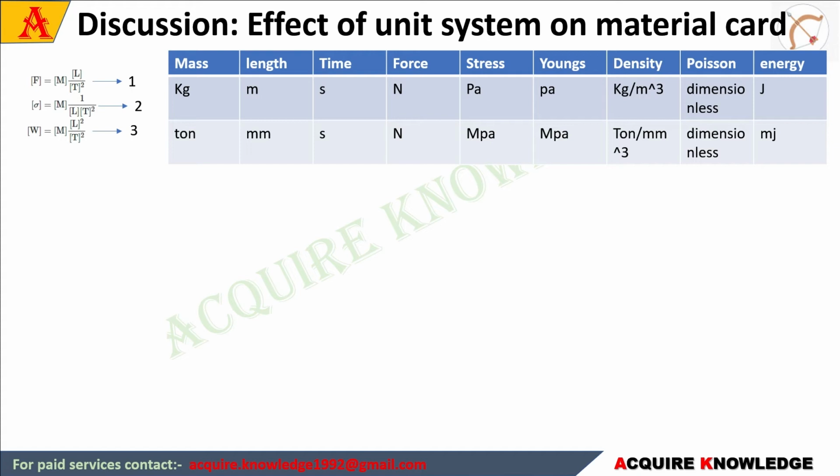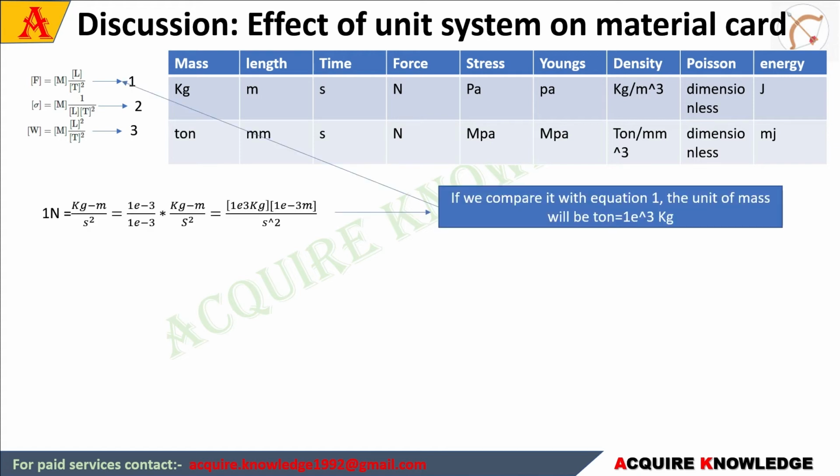Now, if we fix the unit as second, we will get the unit of mass as ton, stress as MPa, Young's modulus unit is also of pressure, so it will again be megapascal, and energy will be in millijoules. Now let's check how we come up with these values, the unit of mass as a ton and the stresses as a megapascal.